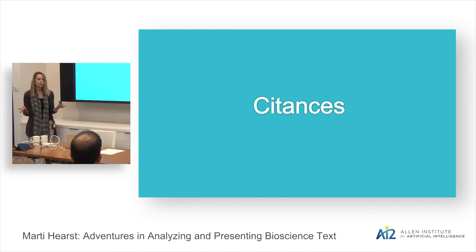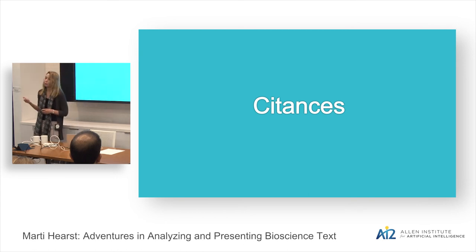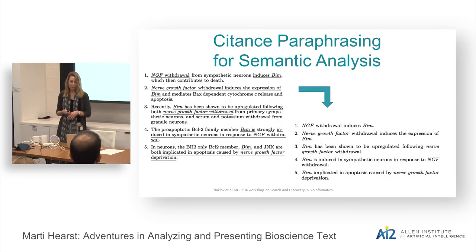And what is a citance? I think you all probably know this term, or a lot of you. It's just a word for the sentence that contains a citation to the literature. And we decided to explore that a bit. And we thought, for bioscience text, this has really useful properties, especially more than, say, in computer science text. Because in bioscience text, the reference to a literature often states a fact. And we thought that could be useful for semantic analysis.